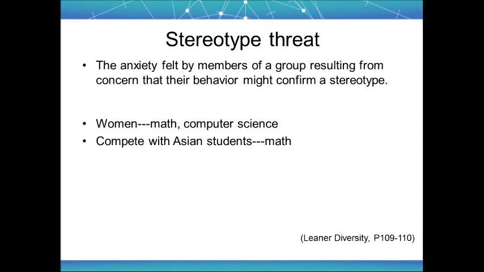Stereotype threat is the anxiety felt by members of a group resulting from concern that their behavior might conform to a stereotype. For example, it exists when women fear that they will do less well than men on tests involving math or computer science because they think that these are male domains, or when white males fear they will perform less well on math tests because they are competing with Asian students who they believe are better at math.